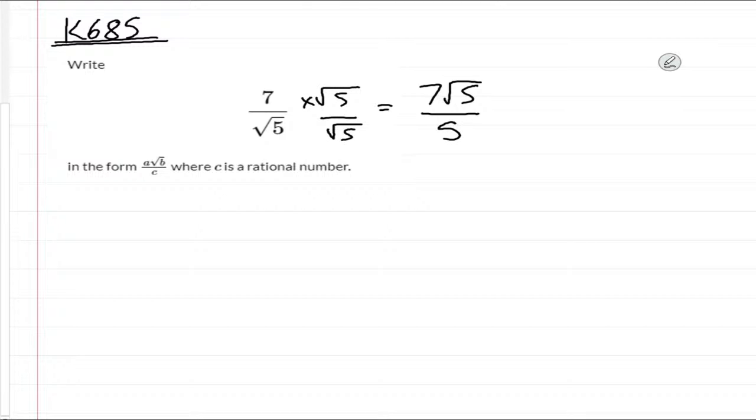Notice that it wants it in the form A root B over C. So in which case, what is A? 7. What is B? No, B is 5. The square root is already counted. Okay, B is 5. What is C? 5. Good. Alright, go on then.